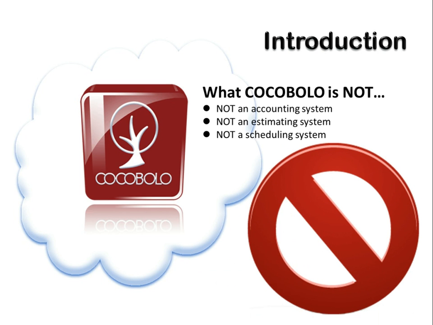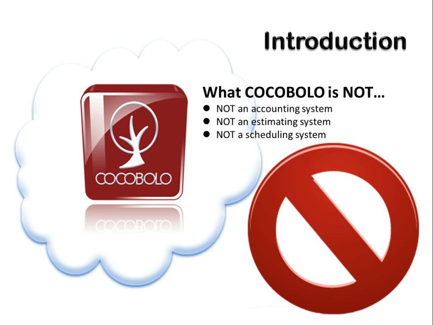It does have accounting functionality, but that wasn't the primary motivating factor in designing and developing the system. It's not an estimating system. The Cocobolo-Solution does use your budget information, your production rates, and your unit costs to do calculations within the system. But again, that wasn't the primary motivating factor in designing the Cocobolo-Solution. And lastly, it's not a scheduling system. Again, the system has scheduling capability, but the whole design of the Cocobolo-Solution was not to be a Gantt chart generator.